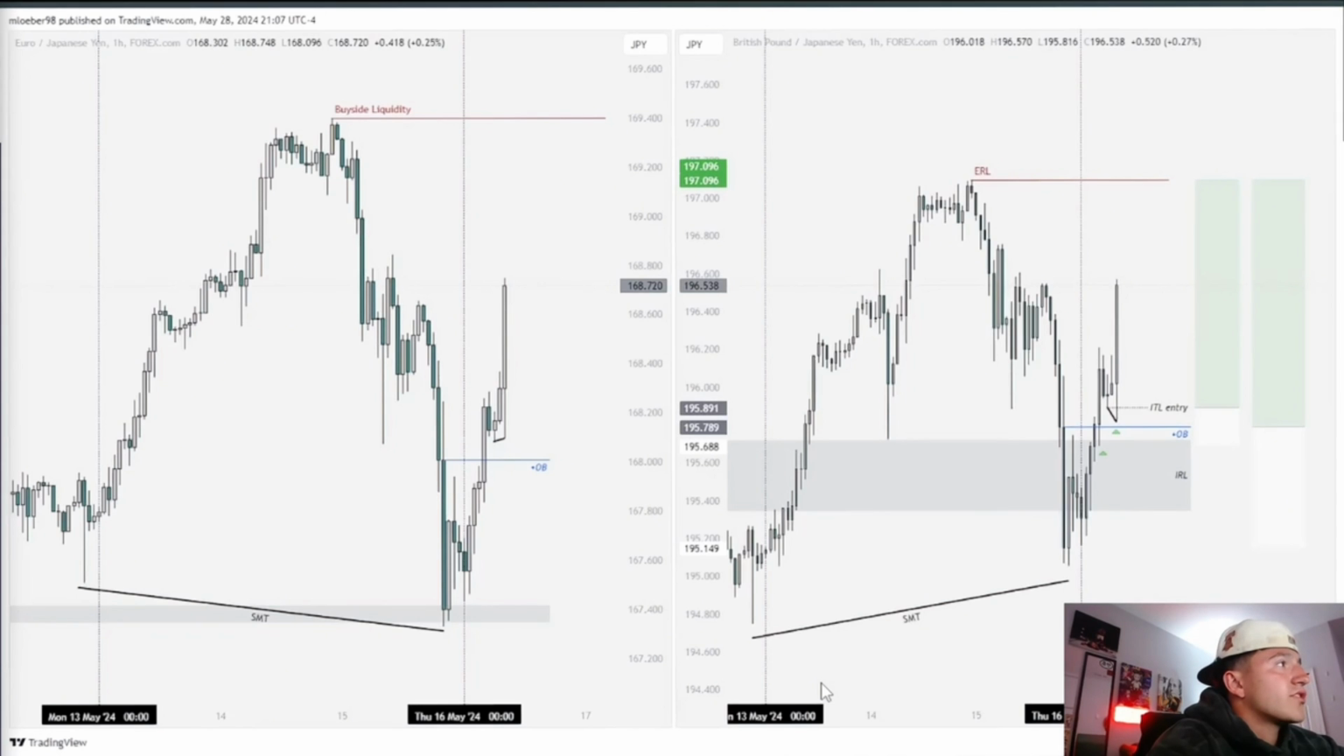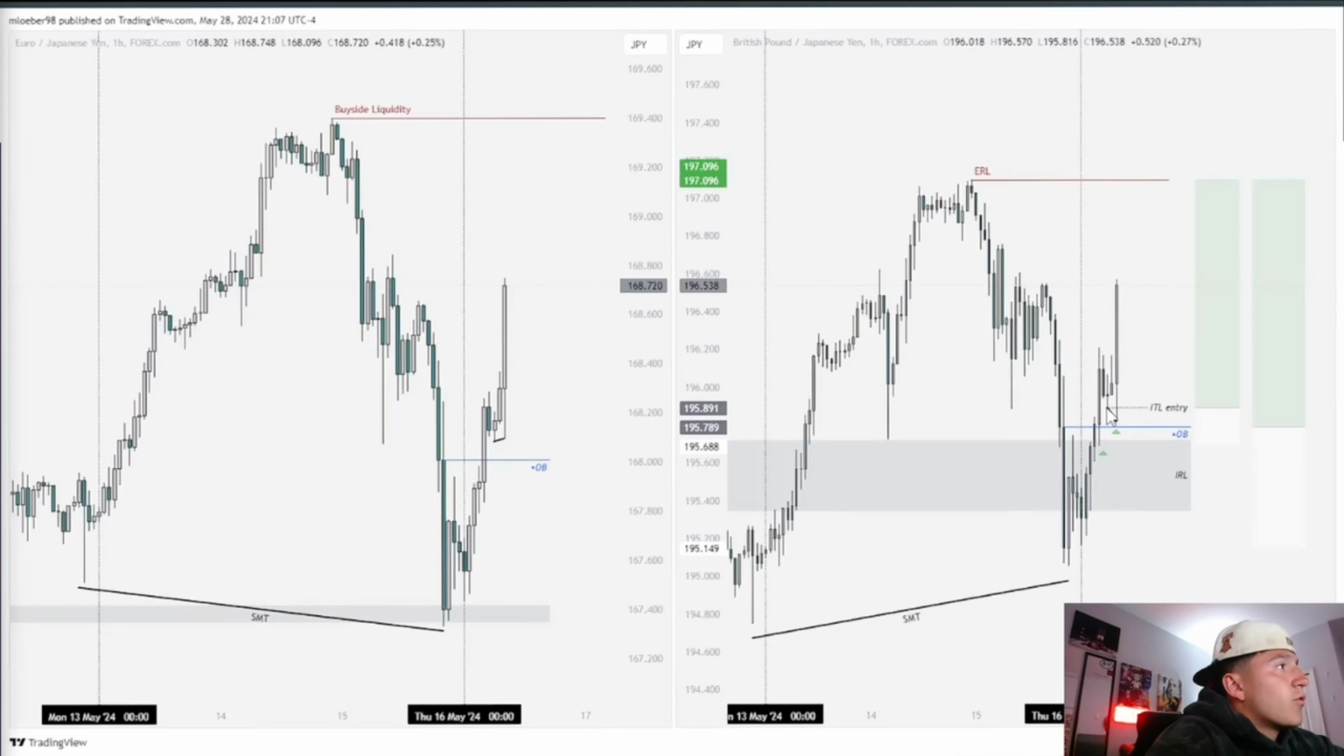During New York session, I was watching for any more bullish PD arrays to form. And you can see here that we had on Euro JPY create an hourly bullish fair value gap and an hourly bullish fair value gap on GBPJPY. Now, what I did was this.